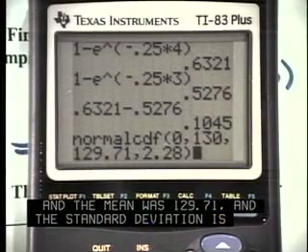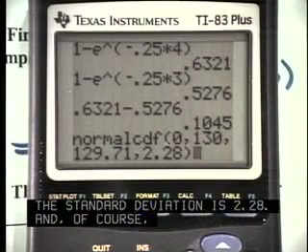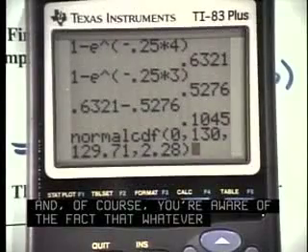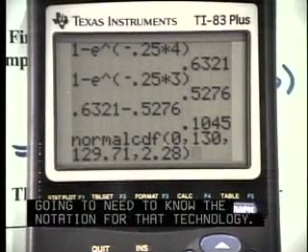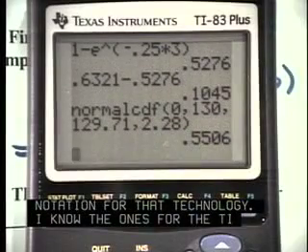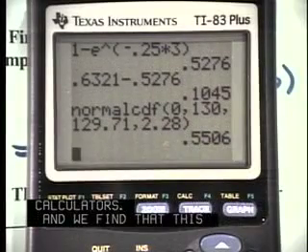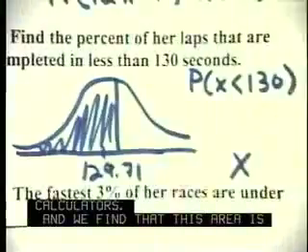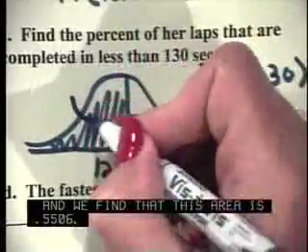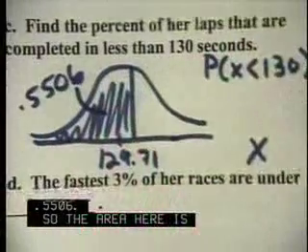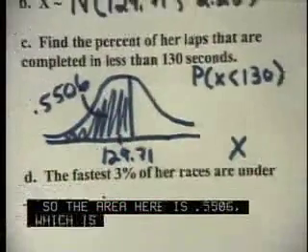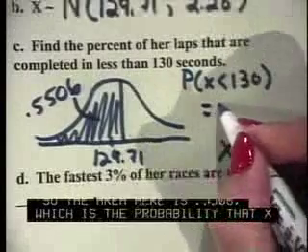And of course, you're aware of the fact that whatever technology you're using, you're going to need to know the notation for that technology. I know the ones for the TI calculators. And we find that this area is 0.5506. So the area here is 0.5506, which is the probability that x will be less than 130.